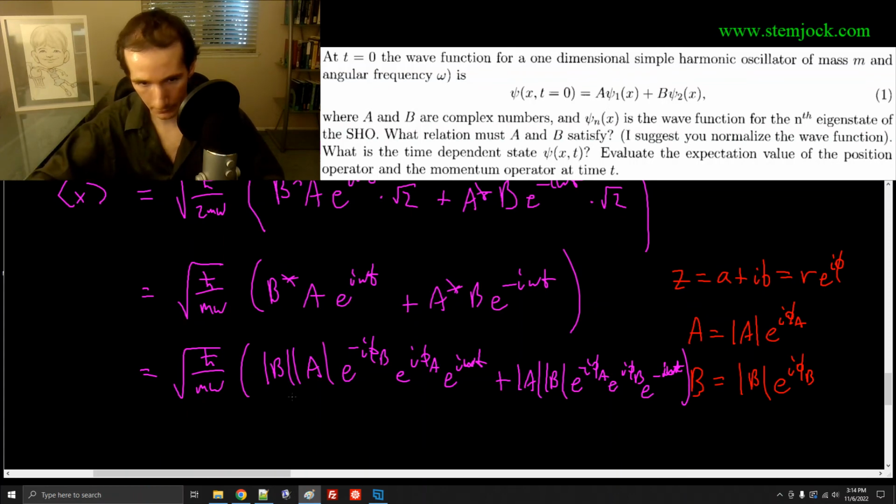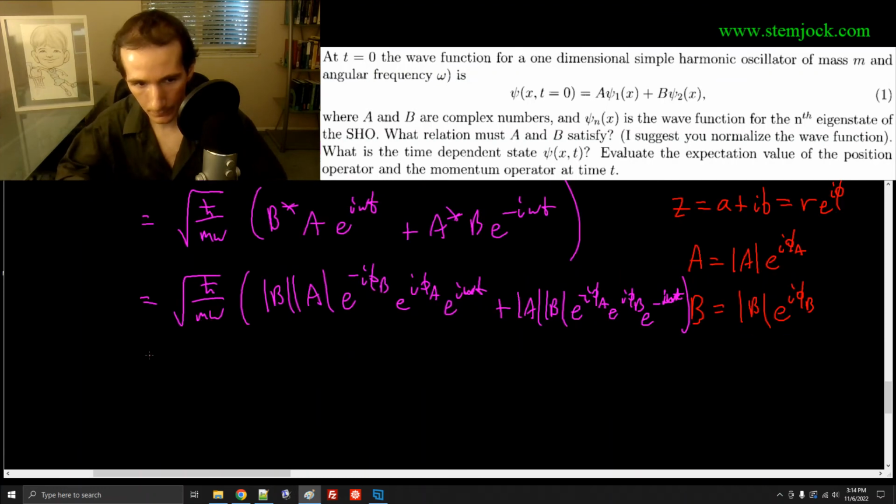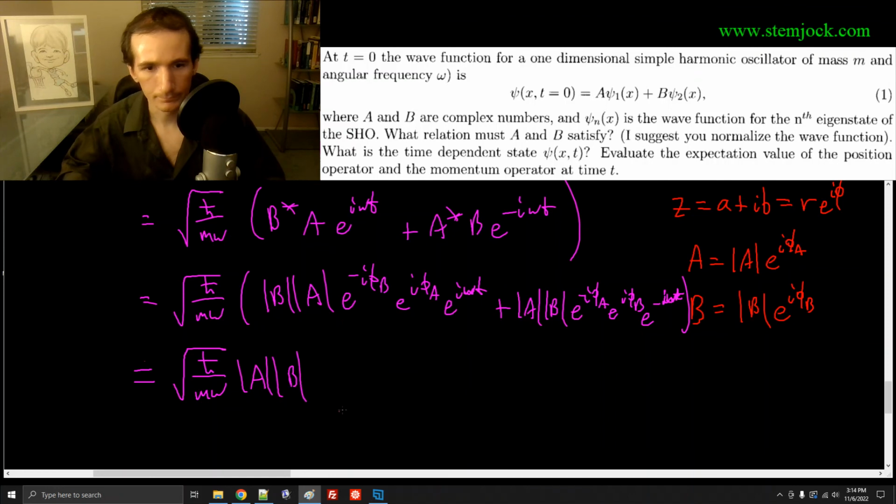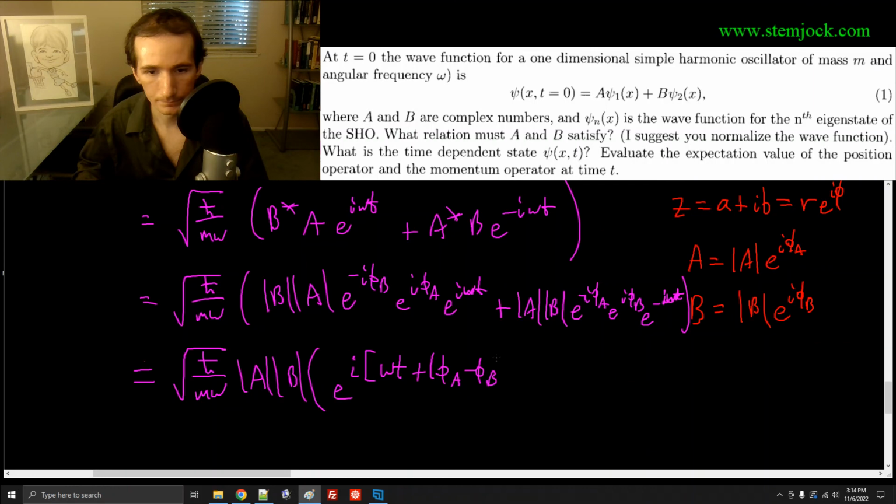So I can factor out magnitude A, magnitude B. And if I combine the exponential functions, I'm going to factor out the i, so I will get omega t plus phi A minus phi B. That's for the first term, and now for the second term, I get plus e to the i, I'm sorry, this is minus i, and it will be the same thing, plus phi A minus phi B.